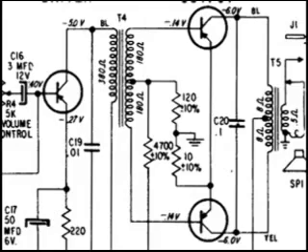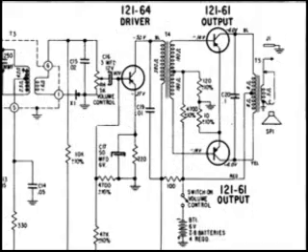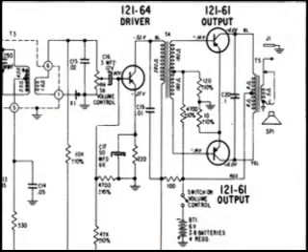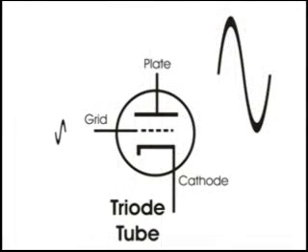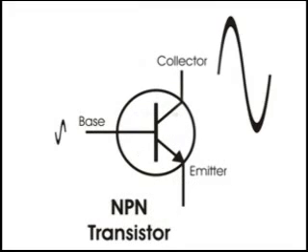Here's a PNP circuit. Notice that the voltages are negative, but the biasing scheme has the same architectural stamp as the NPN. So as you're learning how to bias tubes and transistors, keep in mind what the purpose is.